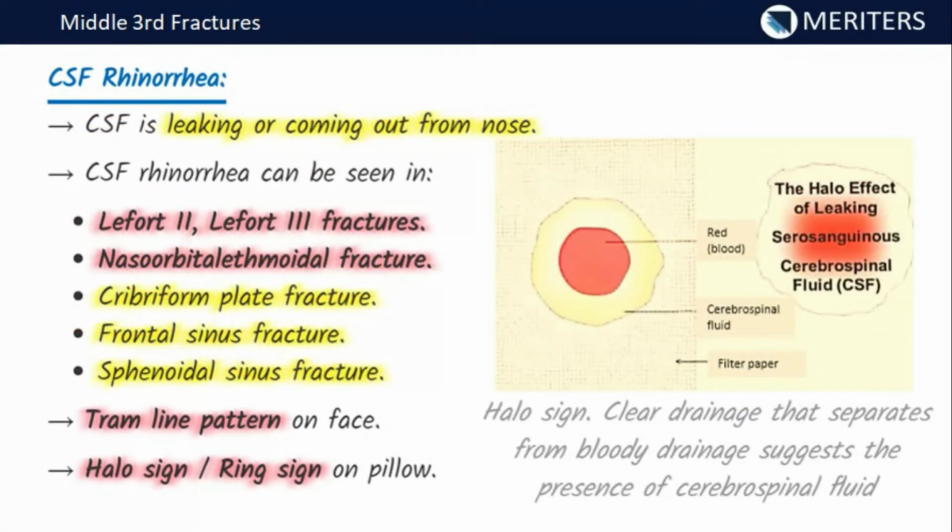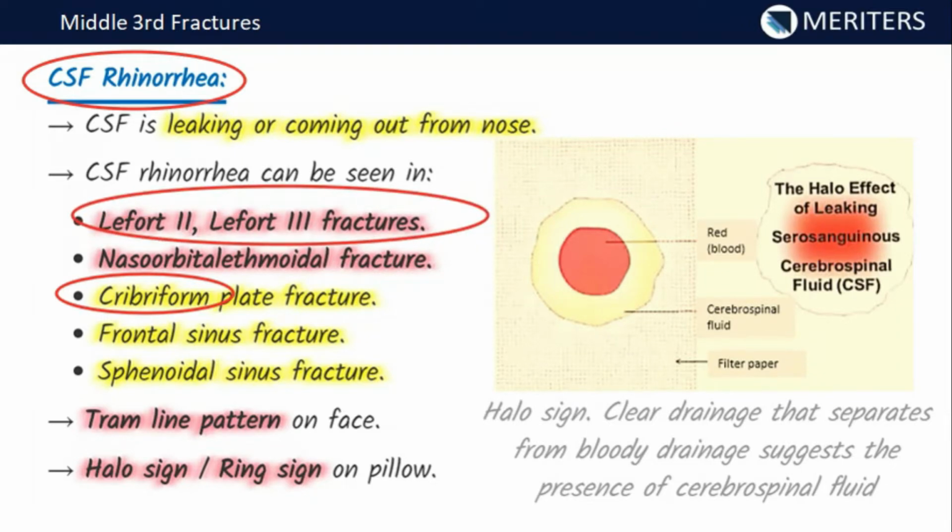Now what is CSF rhinorrhea? CSF rhinorrhea basically is when CSF is leaking through the nose. So how is it possible? It is possible because of the fracture of the cribriform plate. So in cases of the LeFort II and LeFort III fractures, sometimes the cribriform plate fractures, and that leads to the leaking of the CSF.